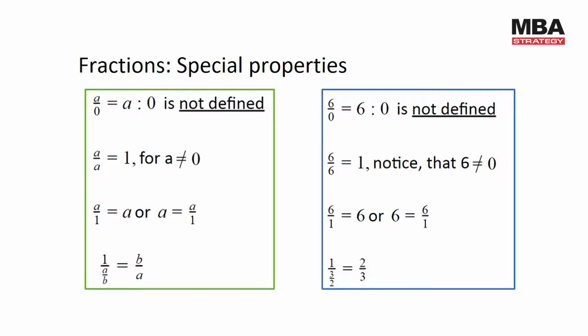And have a look at the example. If you divide 6 over 0, stop and don't do that because it's not defined. And then if you divide 6 over 6, that's 1. And you can only do that because 6 is not 0. And then 6 over 1 is still 6. Or if you need to represent 6 as a fraction, you may write that 6 is 6 over 1. And if you divide 1 over 3 over 2, that's 2 over 3.